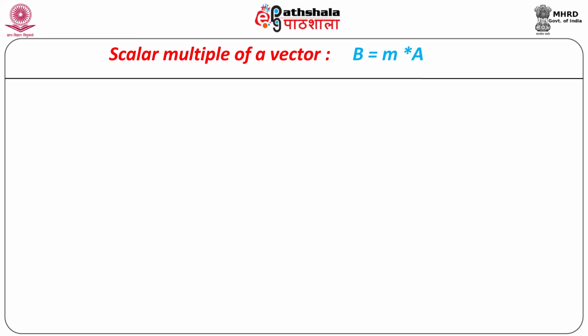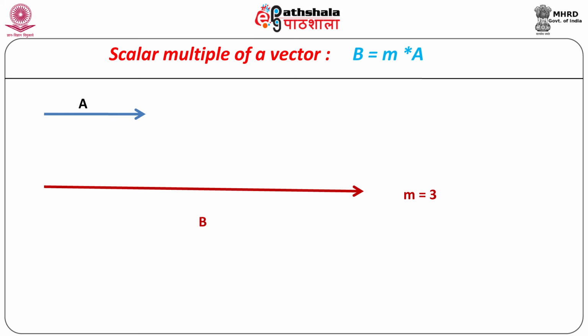One more point, simple to understand, is scalar multiple of a vector. Multiplying a given vector, say A bar, by a scalar, say M, generates a new vector, say B, which is called the scalar multiple of A. Try to understand this concept through graphical illustrations which follow.